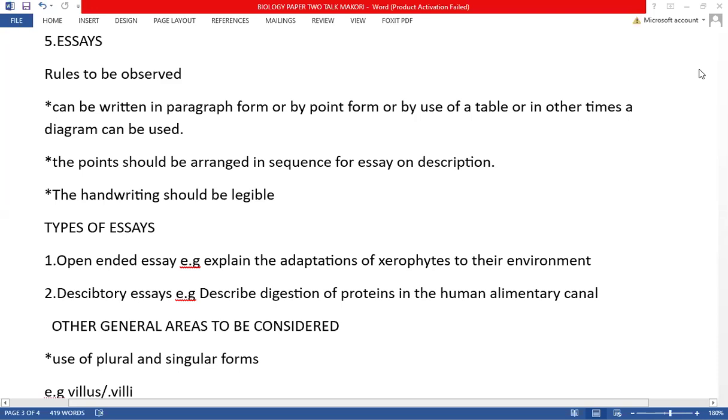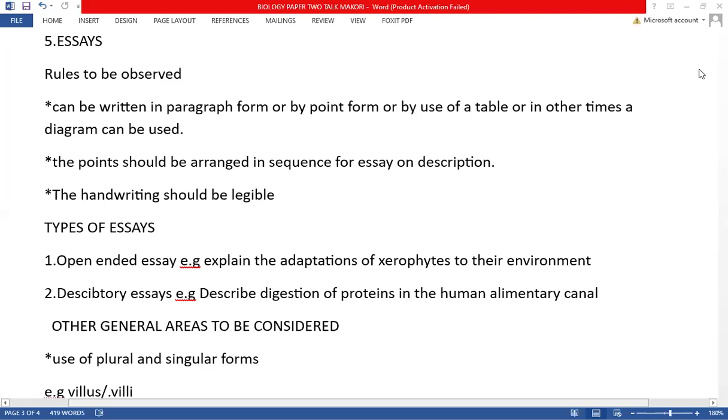Nilikuwa naelezea about indicating all the points. Do not limit yourself. If only it's guided, umeambiwa give 2 points or list 2 functions, but do not limit yourself. Indicate everything that you know about that essay. Be as clear as possible.